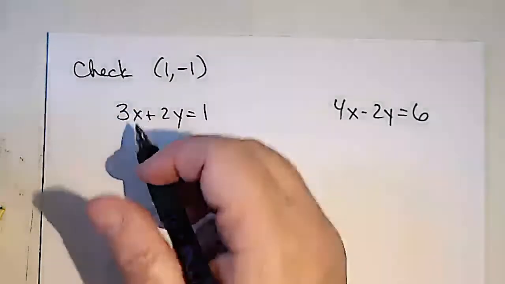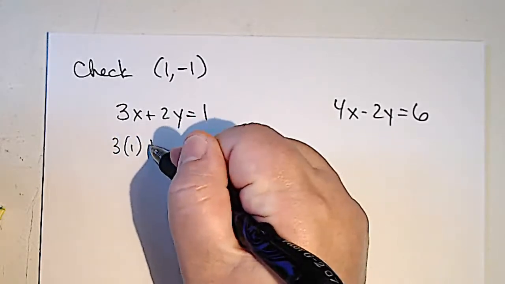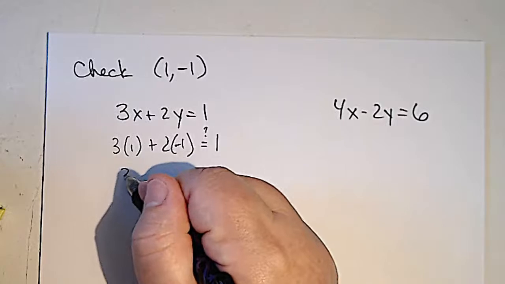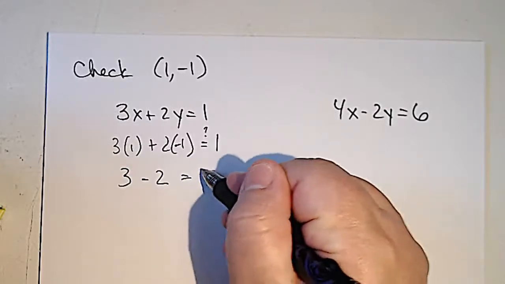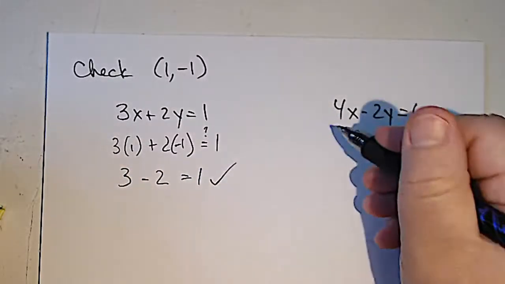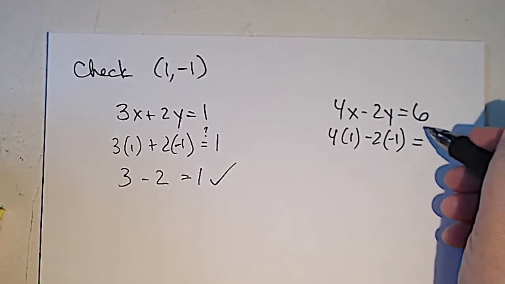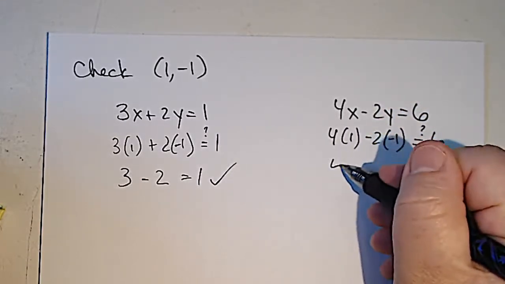Okay, 3 times 1 plus 2 times -1. Does that equal 1? Does 3 minus 2 equal 1? Yep. How about over here? 4 times 1 minus 2 times -1. Does that equal 6? 4.